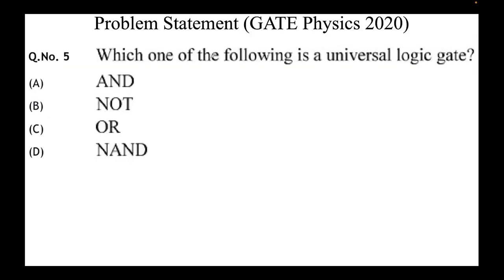So this was the question in 2020 physics. Which of the following is a universal logic gate? There are two universal logic gates, NAND and NOR. Why universal? We'll just see on the next slide, because you can form every other gate.